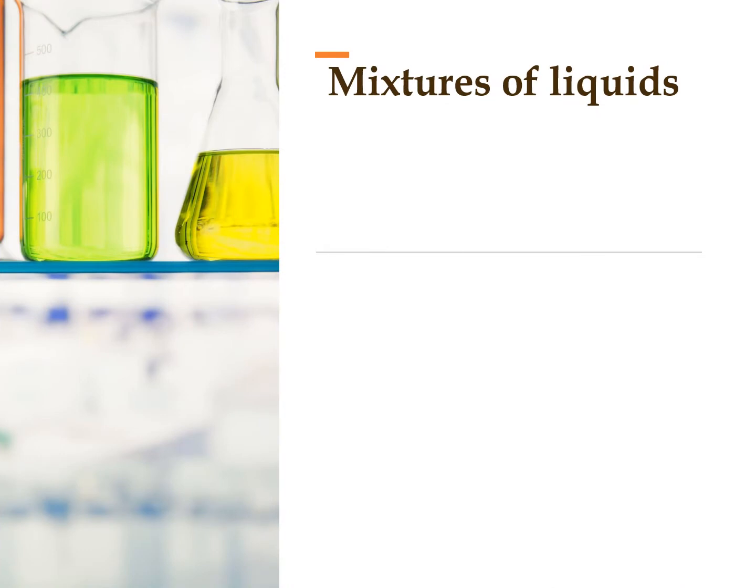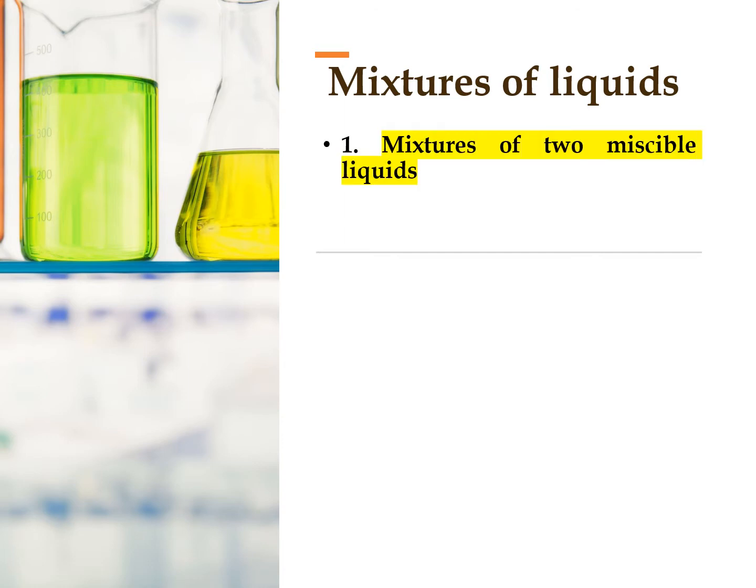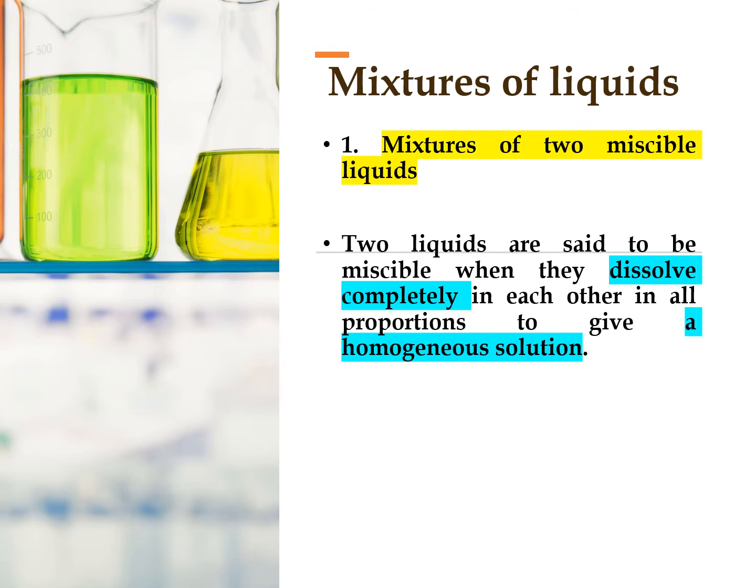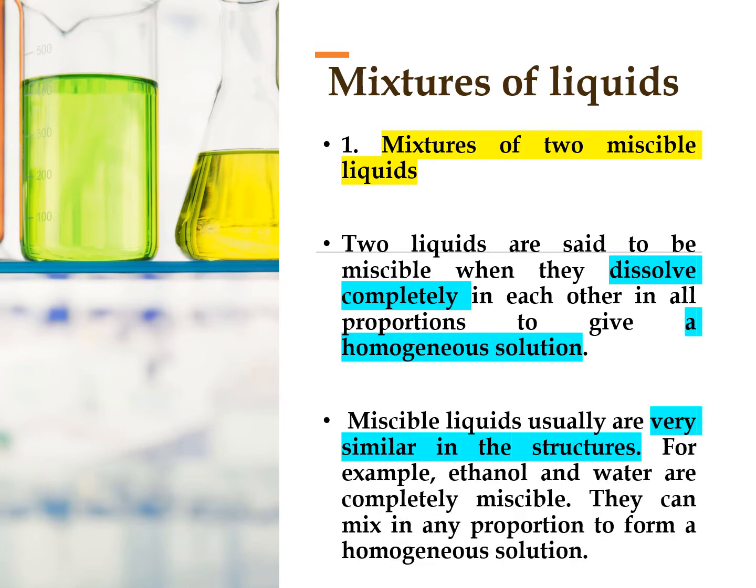Okay, mixtures of liquids. So let's look at the definition again. For miscible liquids, two liquids are said to be miscible when they dissolve completely in each other in all proportions to give a homogeneous solution. So they are very similar in structure. The example is ethanol and water.